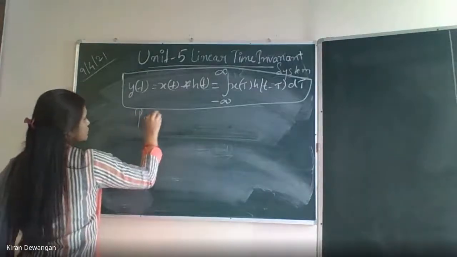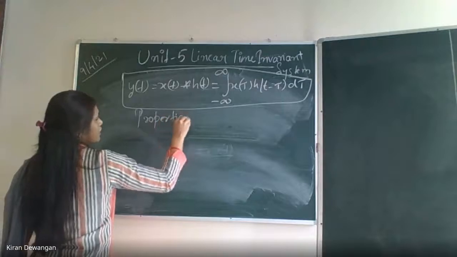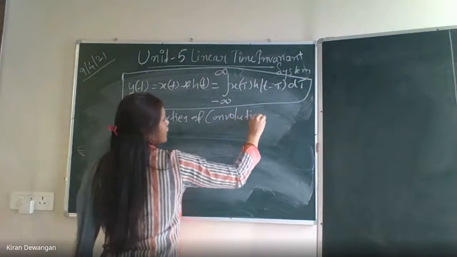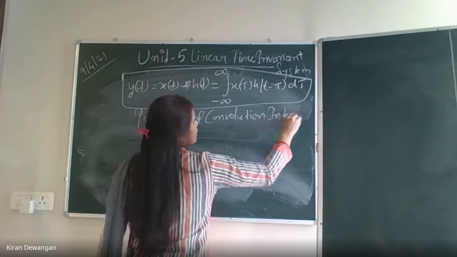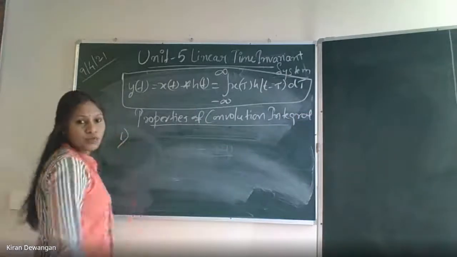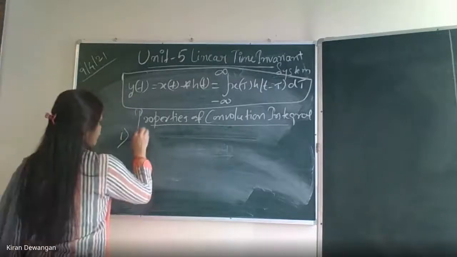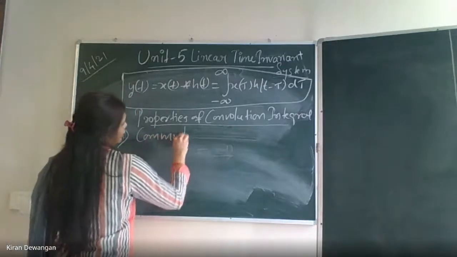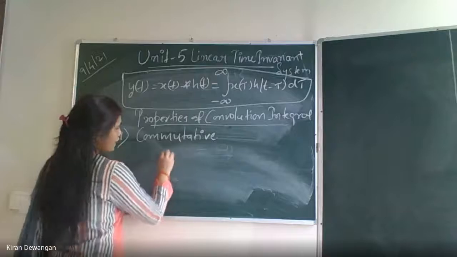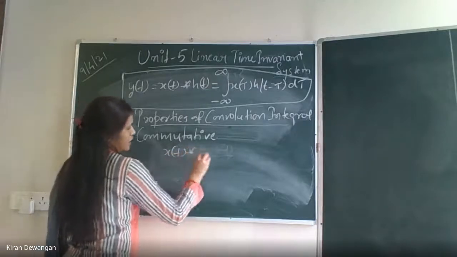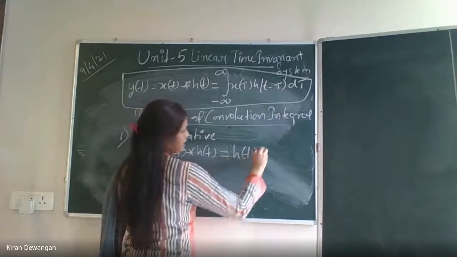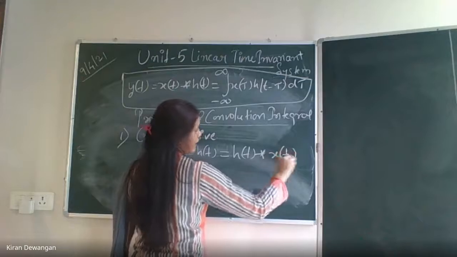Properties of convolution integral. First property is the commutative property. Commutative property states that if we are writing x of t convolution h of t, this is the same as writing h of t convolution x of t.